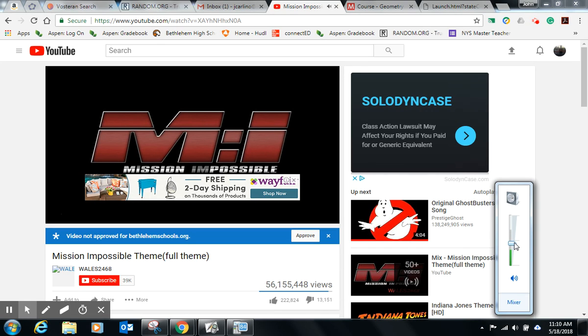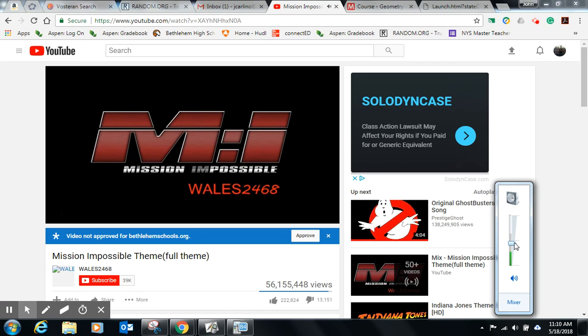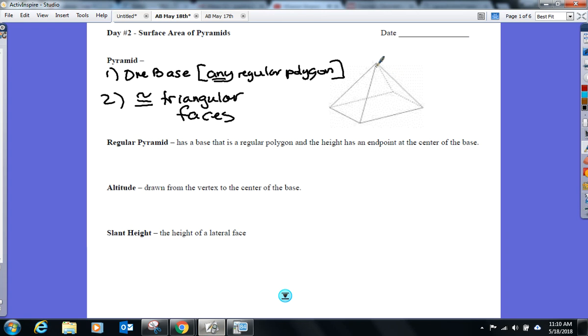Everyone good? All right, so you're at the apex. You drop the rope straight down. You slide on down to the base safely. You have just glided down the altitude. Where is this other height called the slant height then? So the height goes straight down to the middle of the base. That's the altitude, the height. Me, I'm going to refer to it as the Mission Impossible height for obvious reasons.